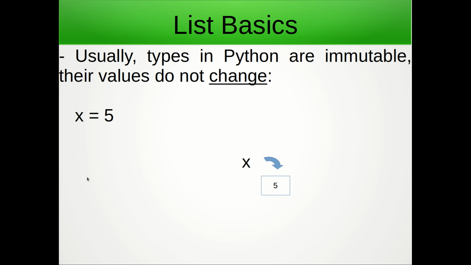In Python, most types are immutable. That means that their values do not change. That does not mean that they are constant. C++ and other languages have some things called constants, in which you assign a value to them, as we have done here, for example, and then you cannot change it anymore for all the execution of the code. That's not what immutable means in Python.